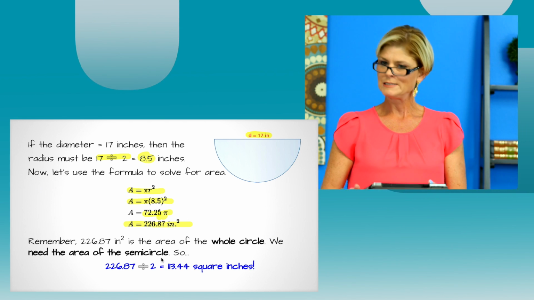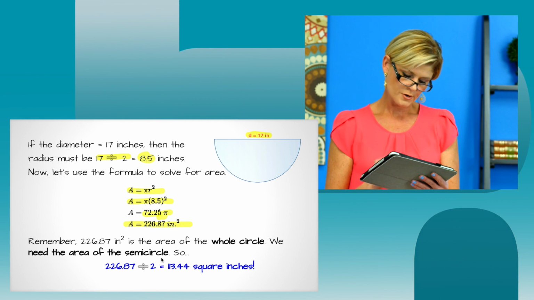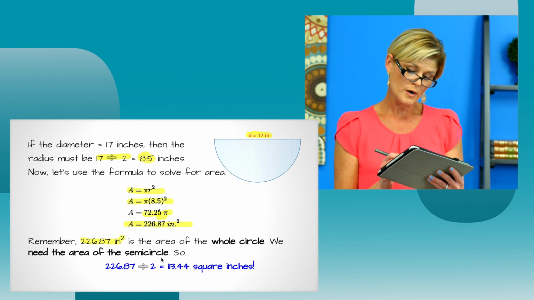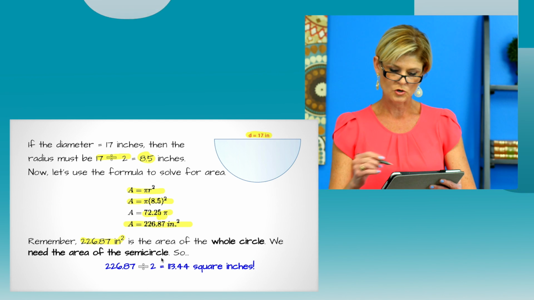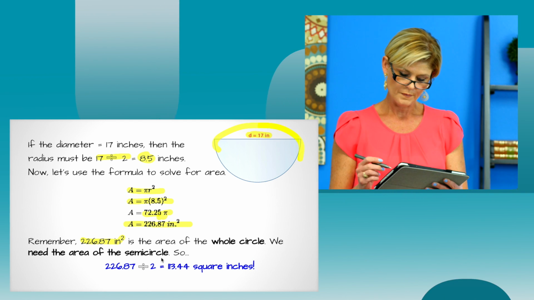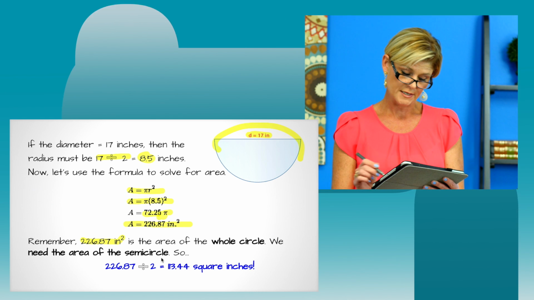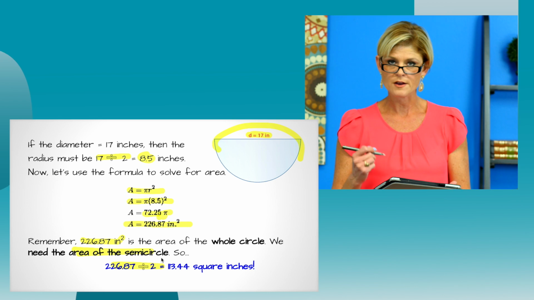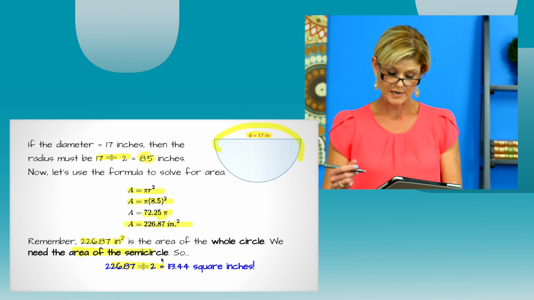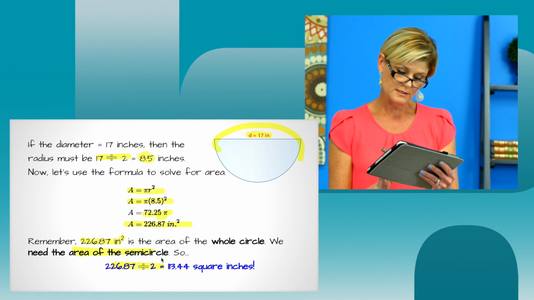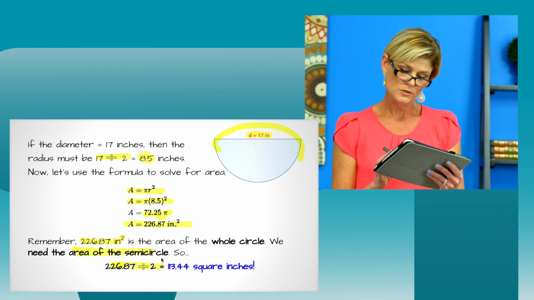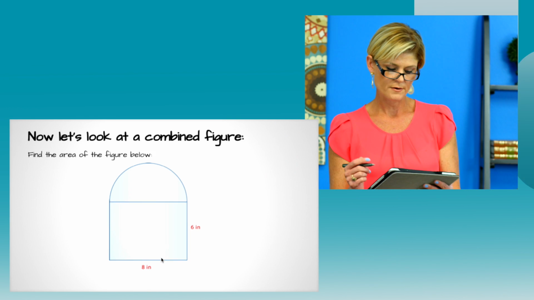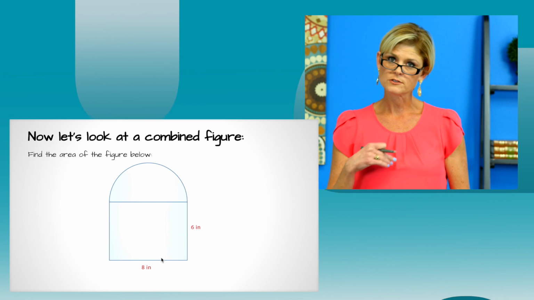Is that my answer? Not so quick. Remember, 226.87 inches squared is the area of the entire circle, as if this circle were whole. It's not. It's a semicircle. We need the area of that semicircle. So we'll take what we know the area of a whole circle is, divided by 2. So 226.87 divided by 2 equals 113.44 square inches. Not so bad, right? Now let's look at a combined figure.